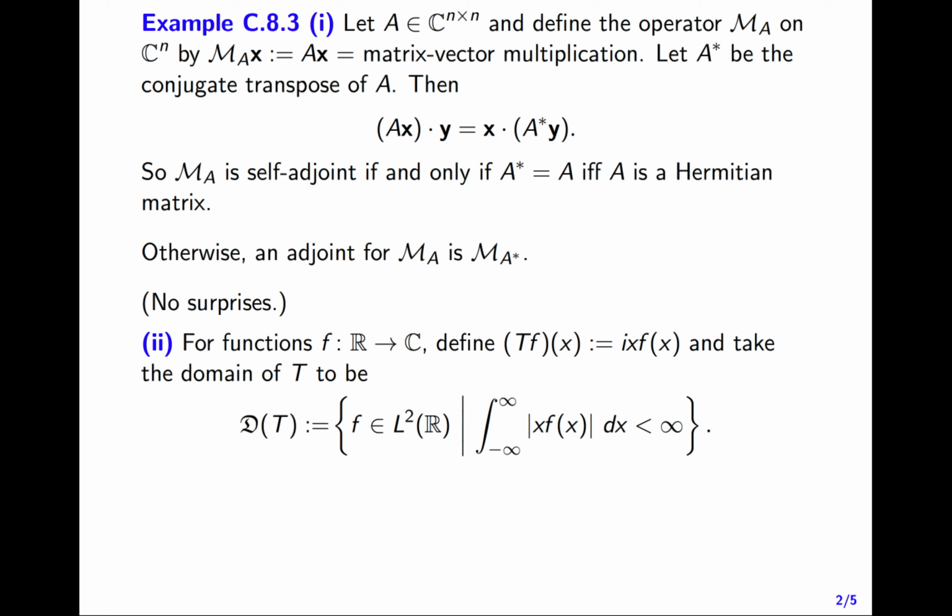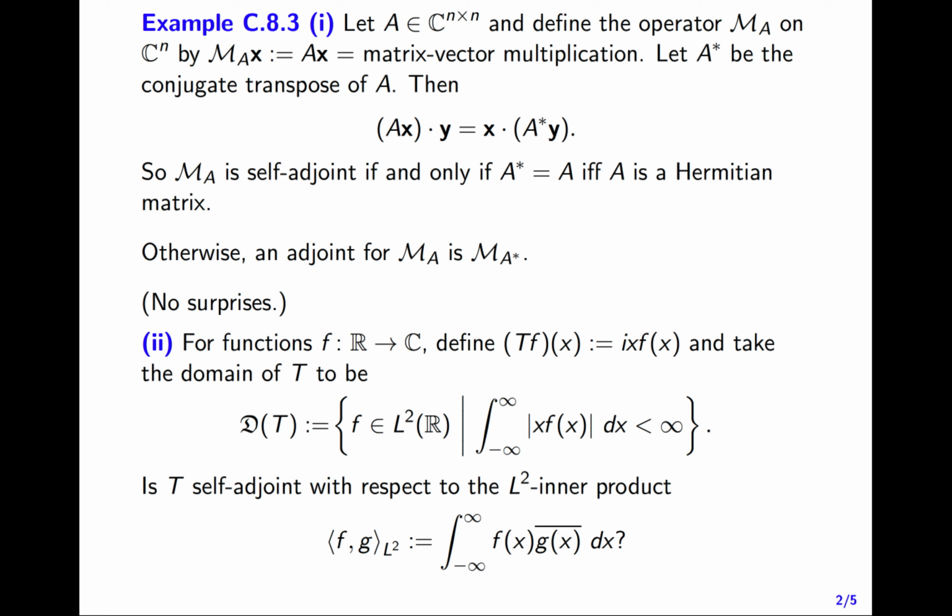We'll look at the domain of t to be all f in L2 of R, such that the improper integral of the modulus of x times f of x also converges. Then the question is: is T self-adjoint with respect to the L2 inner product, which for us in this example will be the inner product of f, g in L2 is the integral from minus infinity to infinity of f of x times the complex conjugate of g. We've met this inner product on different intervals before, and now we're working with it on all of R.